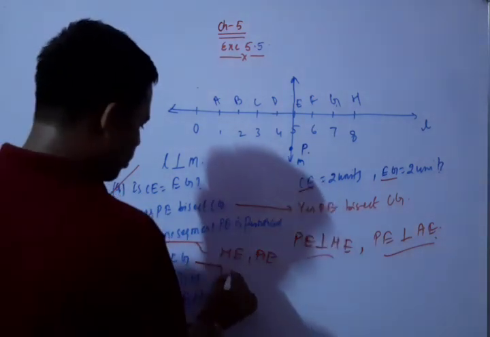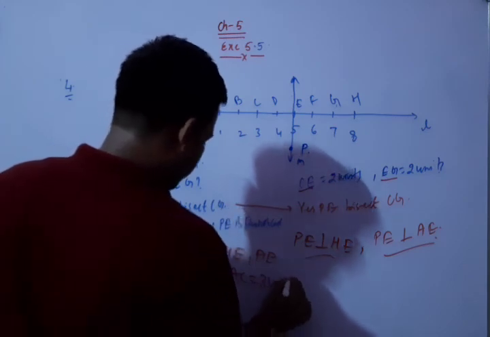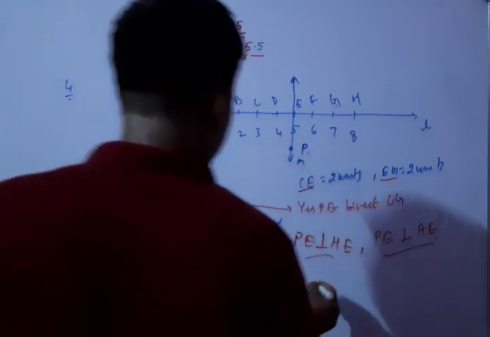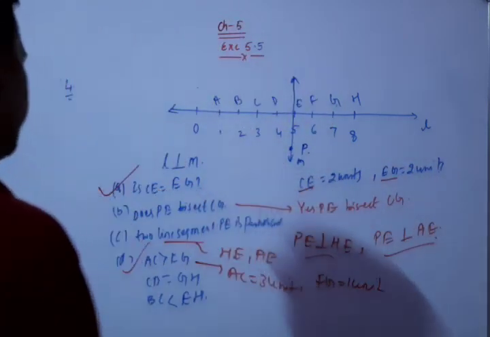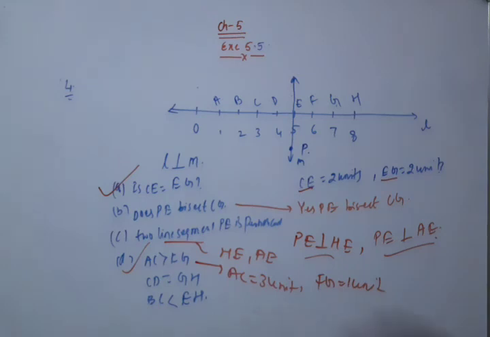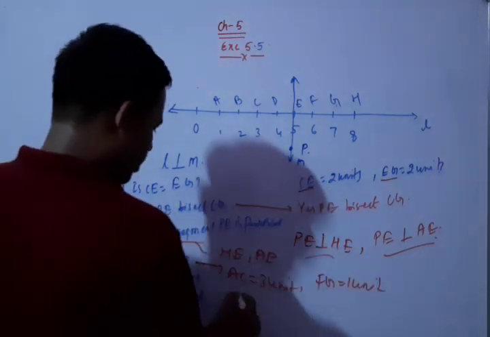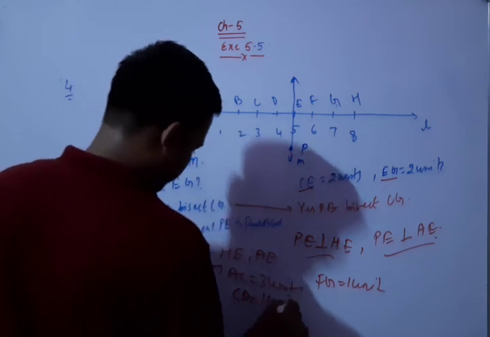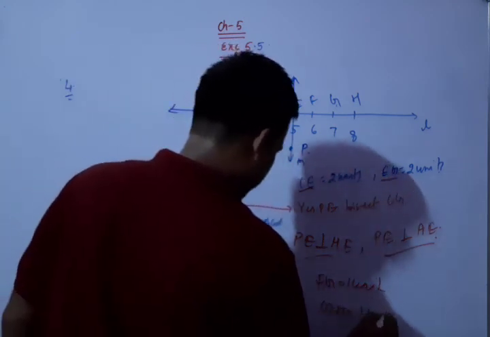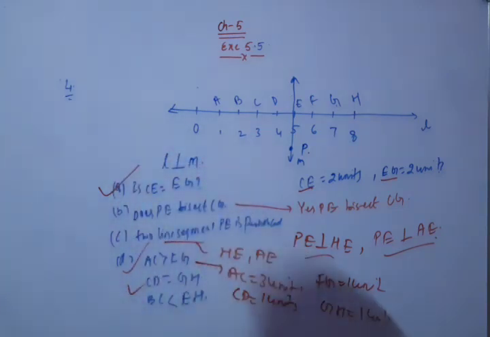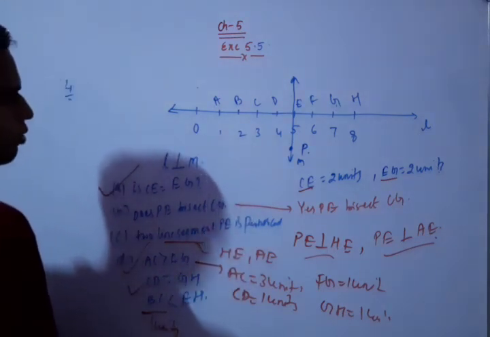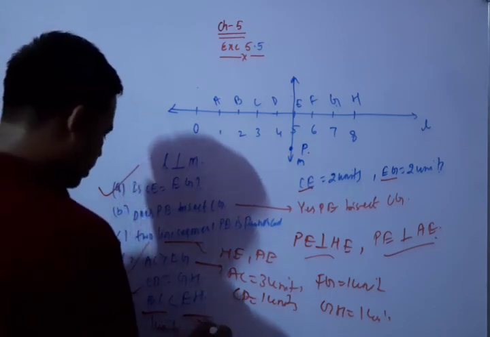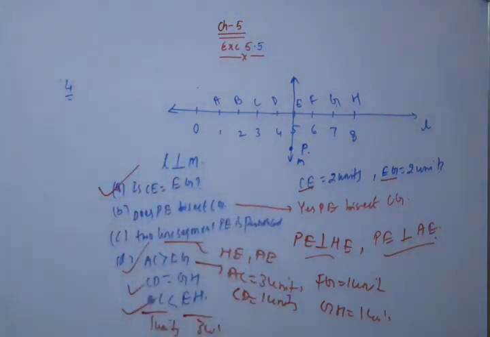AC equals 3 units, and FG equals 1 unit. So yes, AC is greater than FG. Now CD equals 1 unit, GH equals 1 unit. Yes, CD equals 1 unit and GH equals 1 unit, so this is also correct. BC equals 1 unit and EH equals 3 units. So this one is also correct.